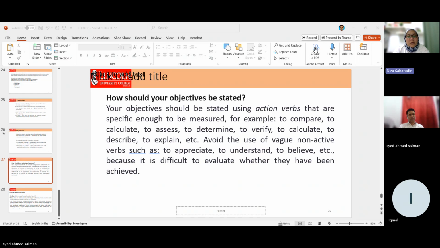So in conclusion, the problem statement is the backbone of any research. It sets the stage for all subsequent steps and plays a key role in ensuring that the research is meaningful, focused, and impactful. Without it, a study risks being directionless or superficial, ultimately limiting its contribution to knowledge or practice.